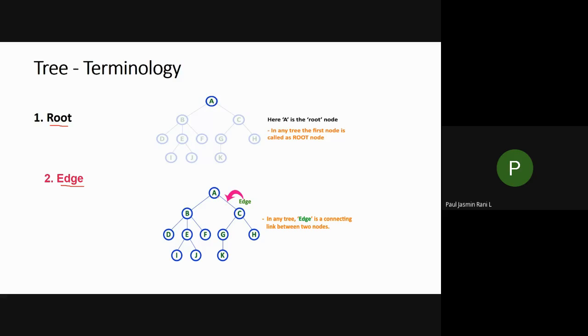Okay, so if I want to connect this A node and the C node, one line is drawn between this A node and C node, isn't it? So this we call an edge. Okay, so edge is a term which is used to connect two nodes. It acts as a link between two nodes. So this we call an edge.